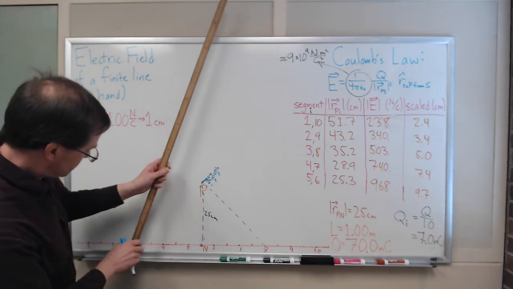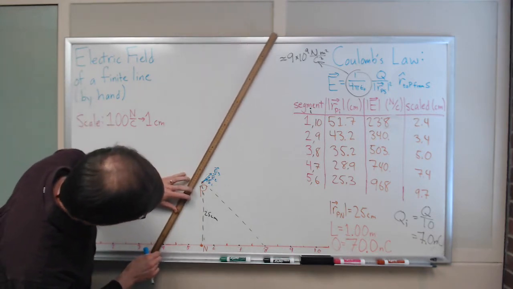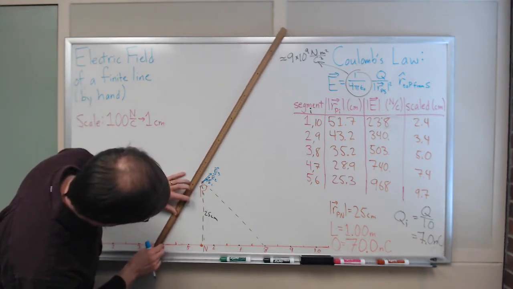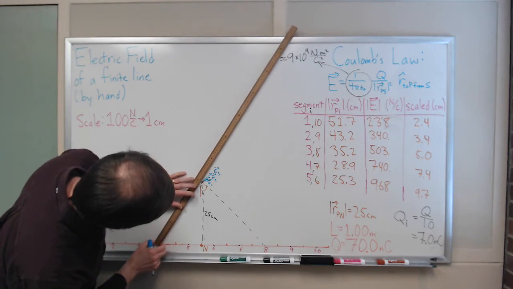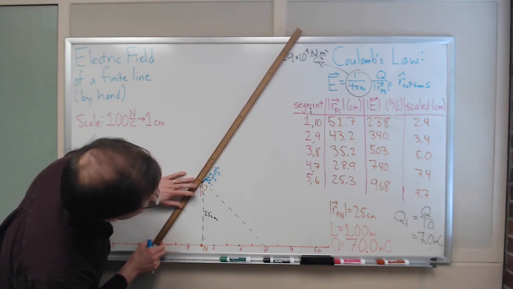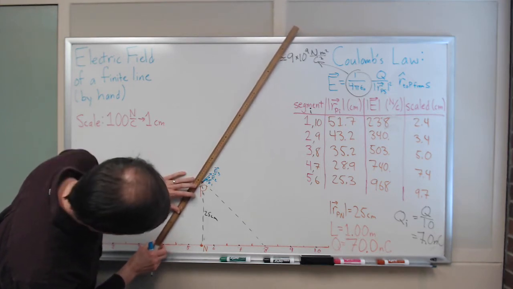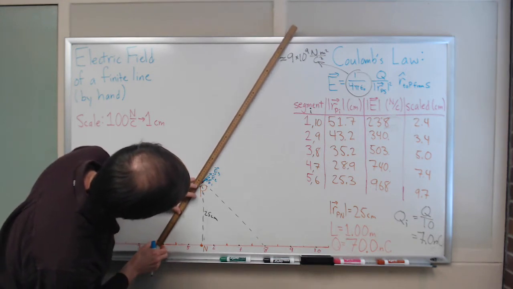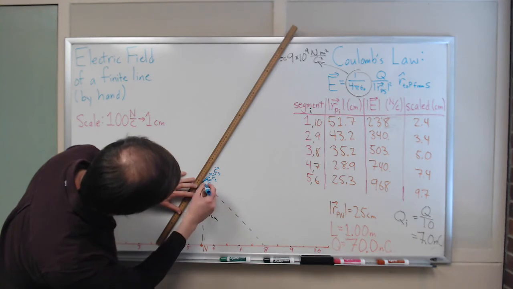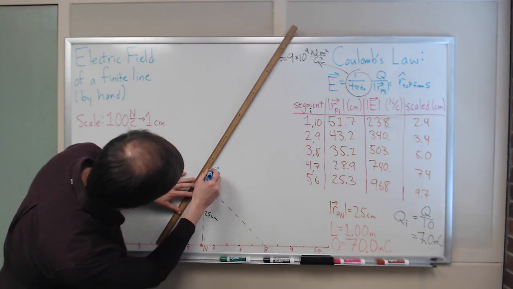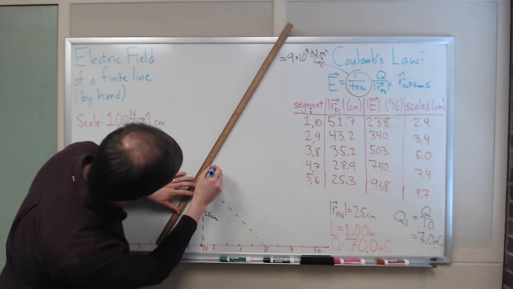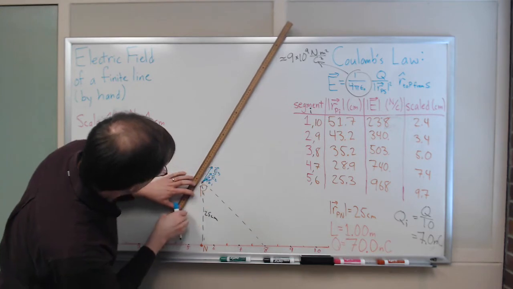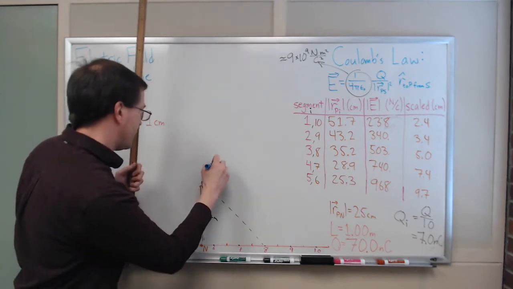Point 4. Do this again. Point 4. There's 30. I'll line it up there. How low do I go? 7.4 for this? Okay, line it up. .4, there we go. There's my E4 vector.